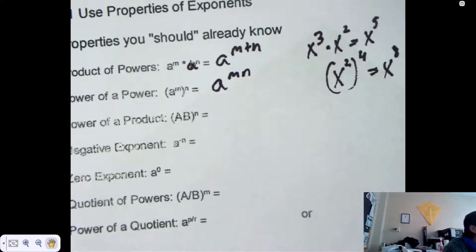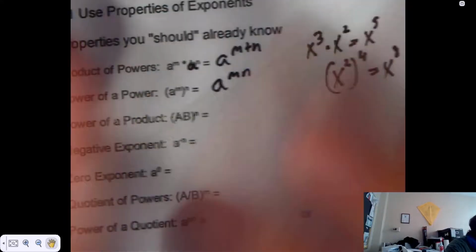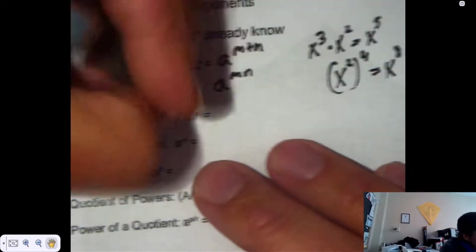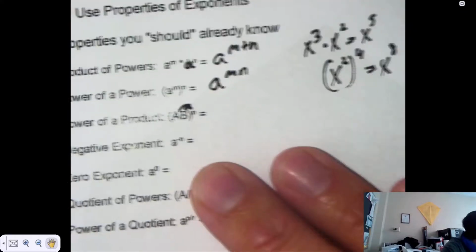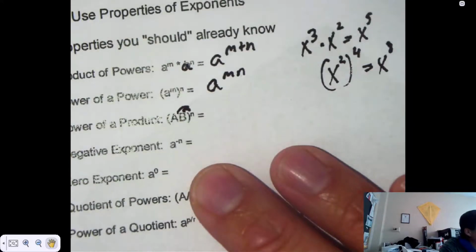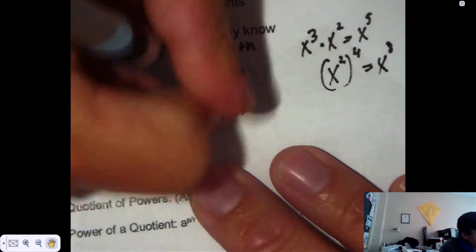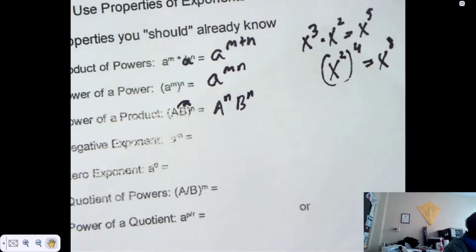Here we have the power of a product. And notice there's no plus sign, minus sign in there. It's just two things being multiplied together. We are allowed to basically distribute that exponent in. So some a times some b all to the n is a to the n, b to the n. They both get the same exponent.